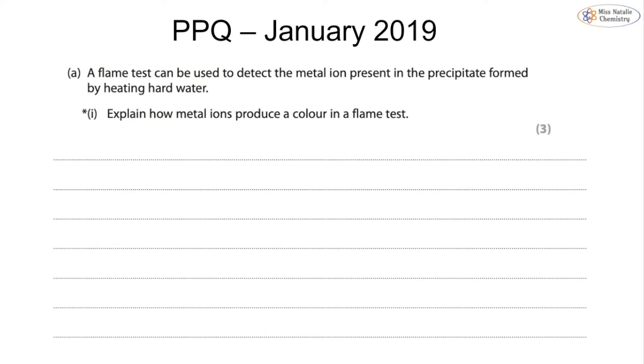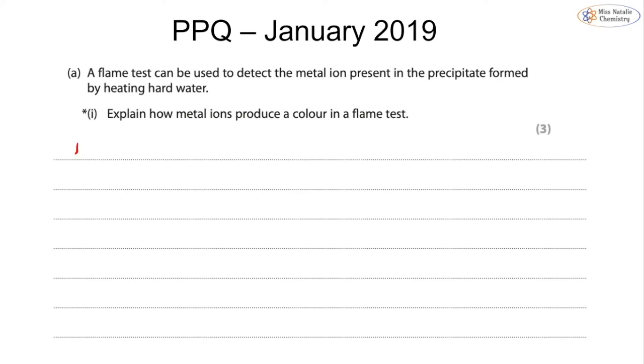So let's now have a look at a past paper question. These are all from the January 2019 paper, and we go through various different parts of the Group 1 and Group 2 content. So a flame test can be used to detect a metal ion that is present in a precipitate that can be found in a substance called hard water. So we want to explain how metal ions produce a colour in a flame test. So this is what we were just talking about, and here we've got 3 marks.